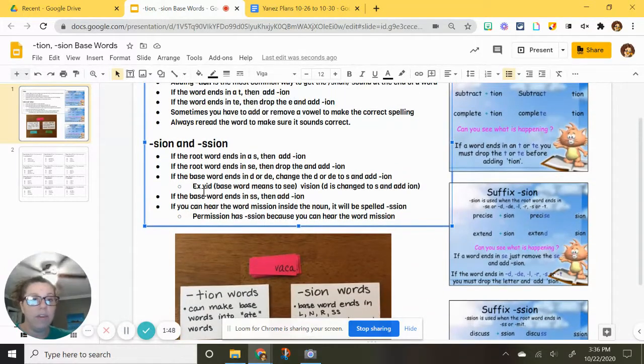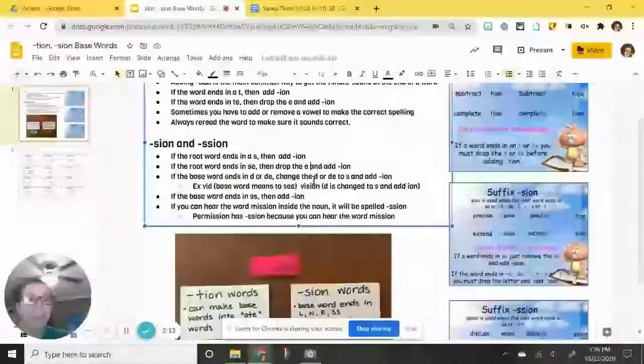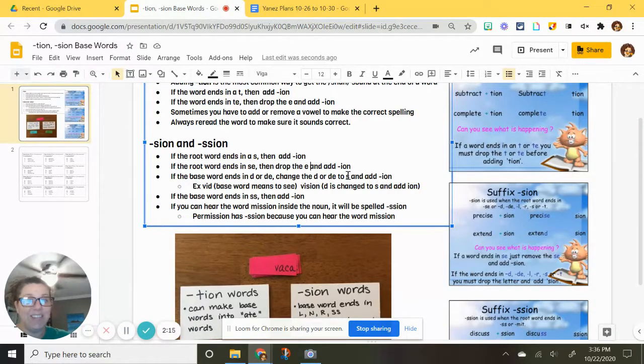All right, then we have the sion and the ssion. You're going to use this if there's a root word that ends in S. If the root word ends in SE, again, you're going to drop the E and add ion. And then there are some special ones that if the base word ends in a D or a DE, you will change the D or DE to an S and add ion.